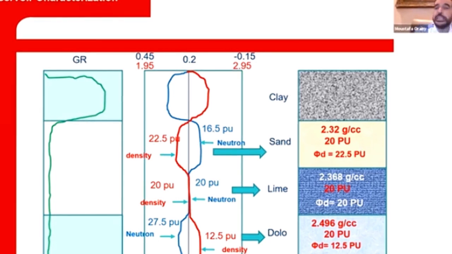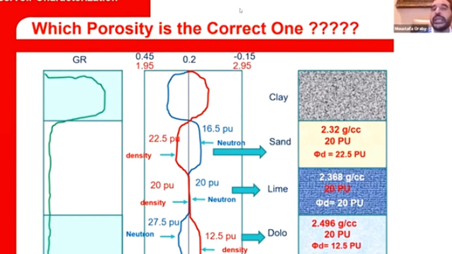How can I reach this 20 PU? My porosity is 20 PU. It's not 22.5. It's not 16.5. It's not 27.5. It's not 12.5. I say, wait a second. Let's just play this game. Let's just calculate the porosity. In what way? Let's just do this.